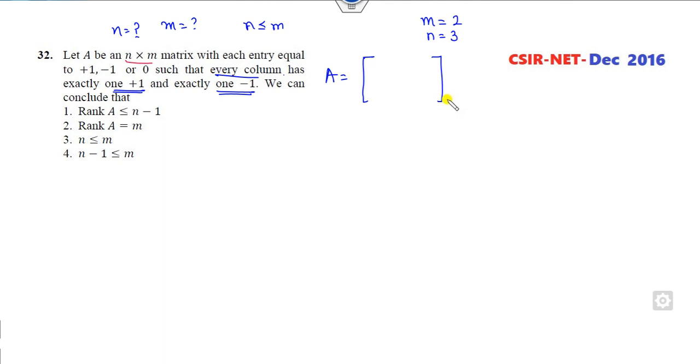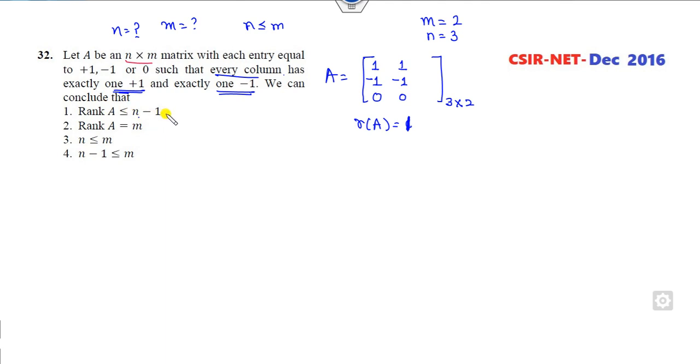So it is an N cross M, 3 cross 2 matrix, with exactly 1, exactly minus 1, 0 in each column. It is 3 cross 2. Now what is the rank of this? Clearly the rank is 1, because I can make this a 0 as well. So rank is 1, what is the N?